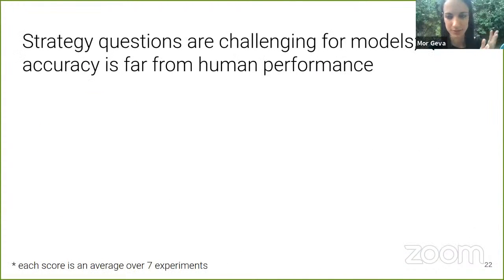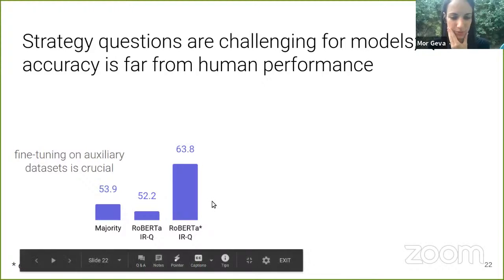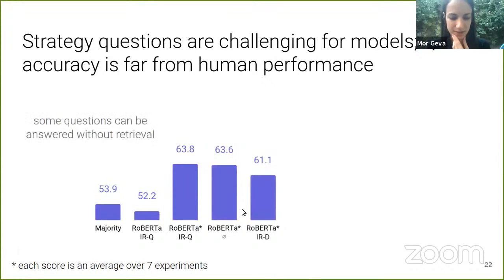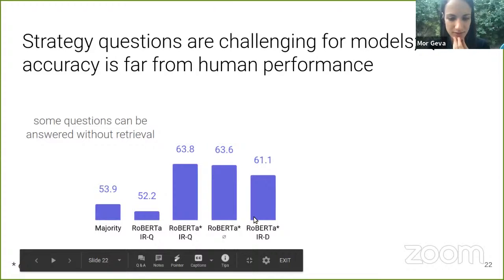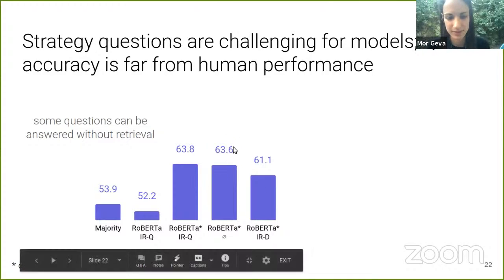Okay, so results. The majority is 53.9. These are the question-based retrieval models. We can see here that RoBERTa without star, the vanilla RoBERTa, is doing pretty badly, so we will just stick with RoBERTa Star from now on. And we can also see that it improves over the majority. Here you can see question-based retrieval compared to no context at all and decomposition-based retrieval. And we can see two things. First of all, some questions can be answered without even seeing the context. This is the 63.6.